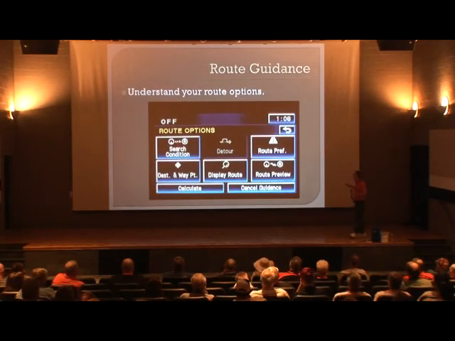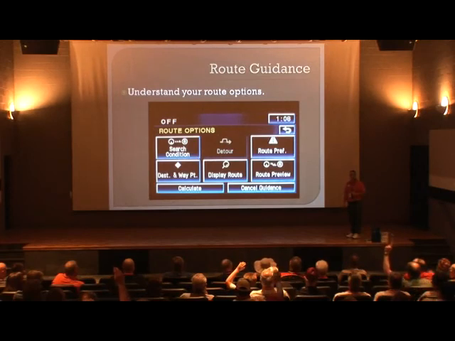Route options. Route preferences, destinations and waypoints. Display route is very, very significant. Did you know you can actually bring up your turn-by-turn list as the trip is planned and preview it on your nav screen? Anybody? How many people? Show of hands. There it is, display route.